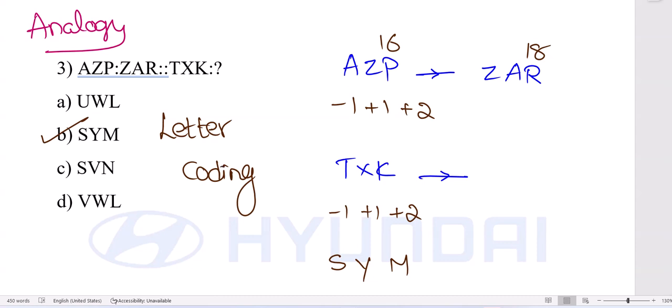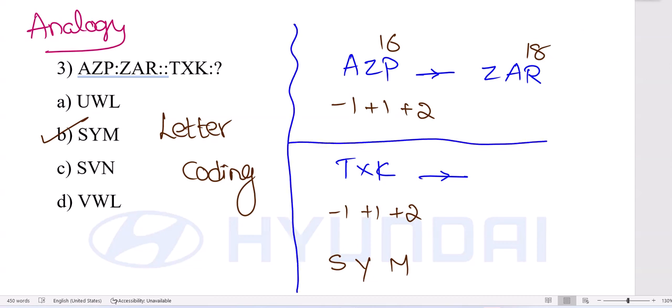So the first pair has some logic, we have to understand that and we have to apply it for the second pair. Analogy concept, we can expect one or two questions in reasoning.